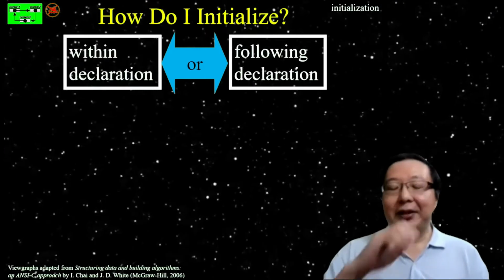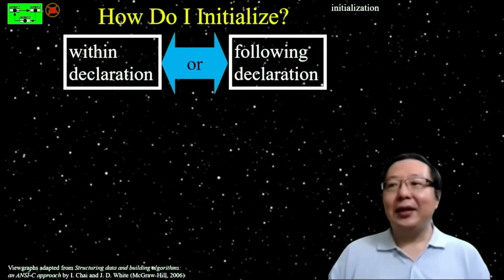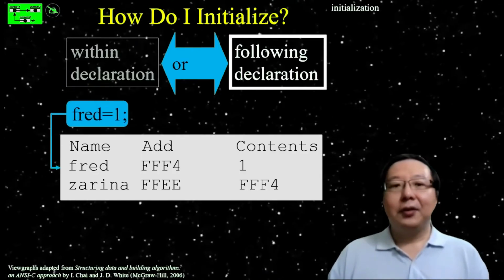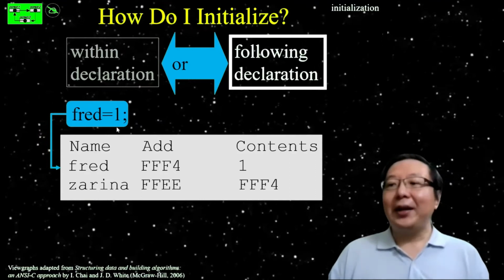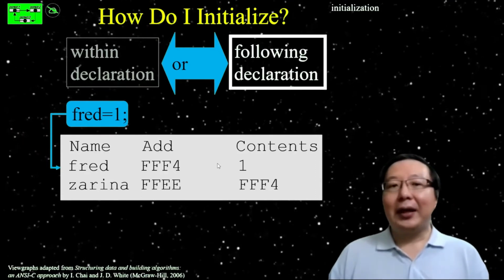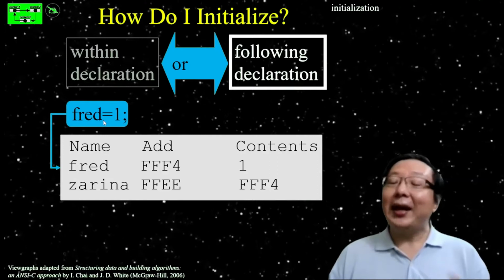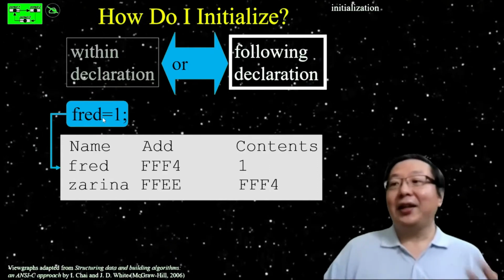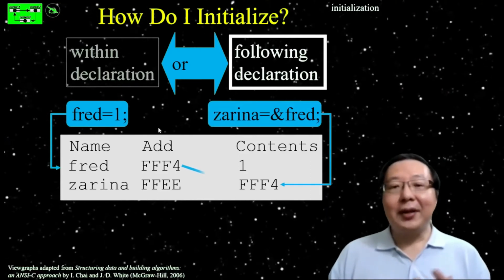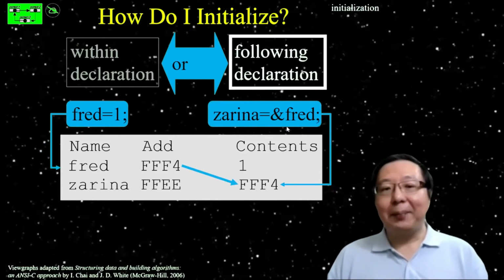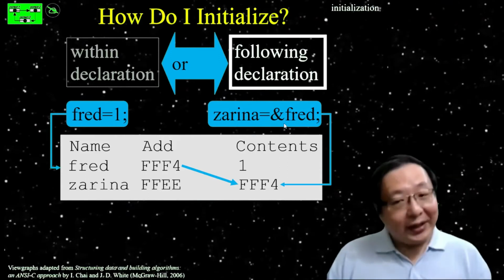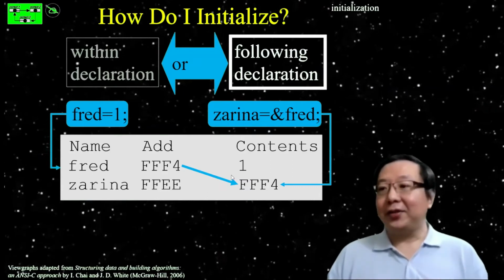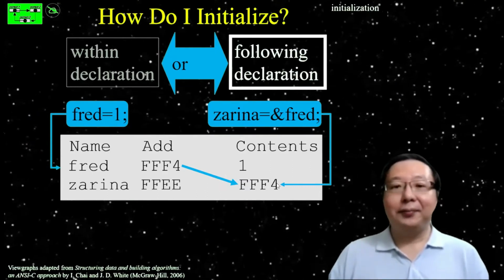So how do I initialize? In C++, you can initialize within a declaration or after. So if we set Fred equals 1, here we are doing it after it's been declared. You know, earlier we said int Fred, and then now we say Fred equals 1. But Zarina equals ampersand Fred, we have declared Zarina earlier, and now we are saying Zarina equals address of Fred. So the address of Fred gets put into Zarina.